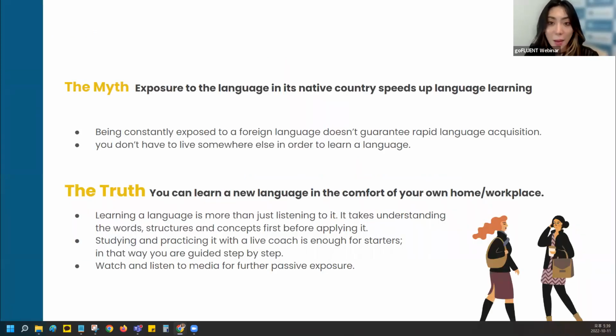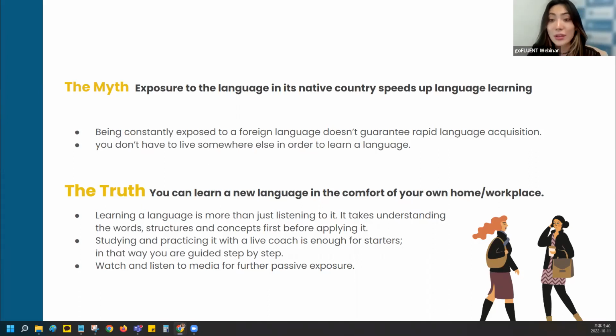The truth is, being constantly exposed to a foreign language doesn't guarantee rapid language learning. In fact, it leaves you a little confused because of the different pronunciations, speed of speech, accents, and so on. So learning a language is more than just listening to it. It takes understanding the words, structures, and concepts before applying them.